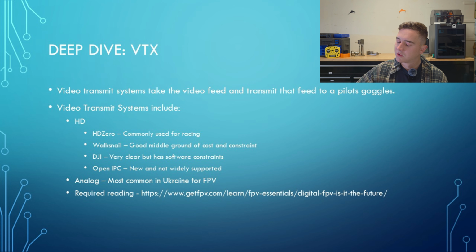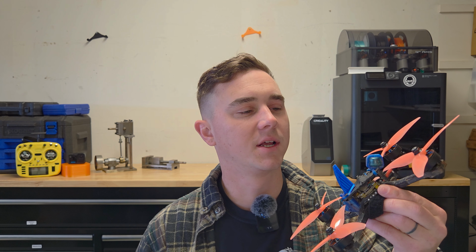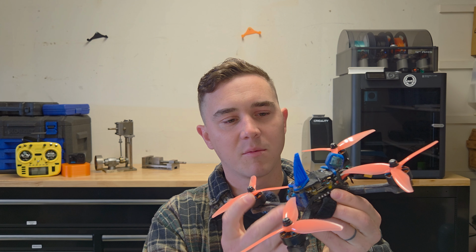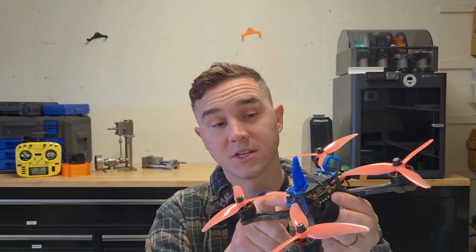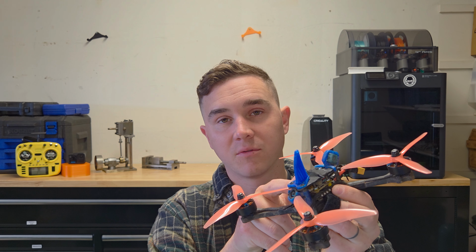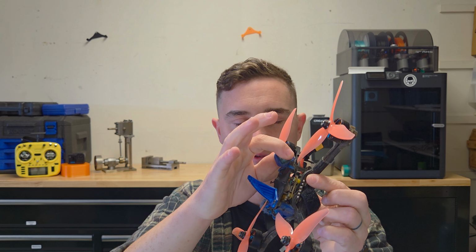Okay. So for the analog, this drone is a racing drone. It's a little beat up, that's fine. It's got an analog camera, which goes into the flight controller. Then from the flight controller, it goes to a video transmit system, and then finally out through this antenna.